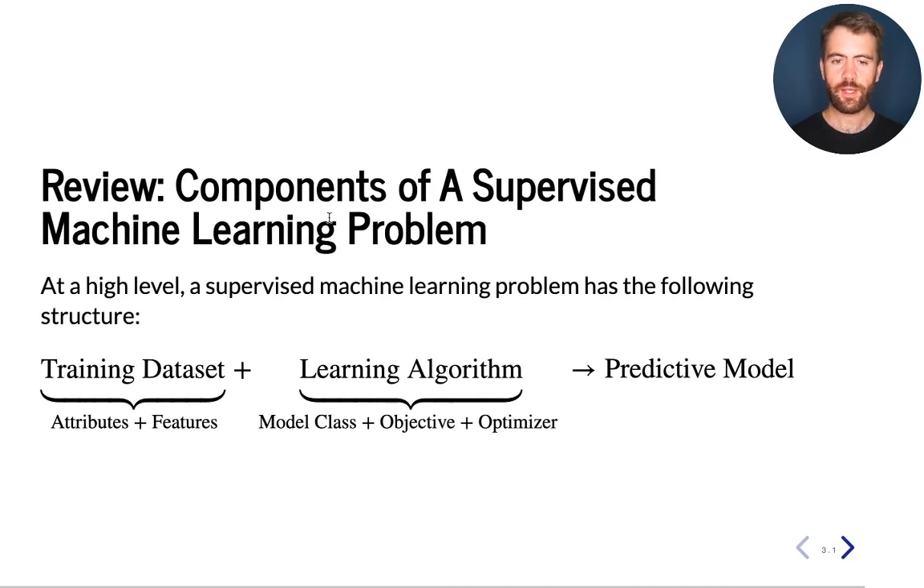So let's start by reminding ourselves of the components of a supervised machine learning problem. As I mentioned earlier, in order to apply supervised learning, we have to collect a training dataset, which is a set of training instances, which are pairs of targets and inputs, and the inputs are characterized by features or attributes. And then we specify a learning algorithm that looks at this dataset and produces a predictive model.